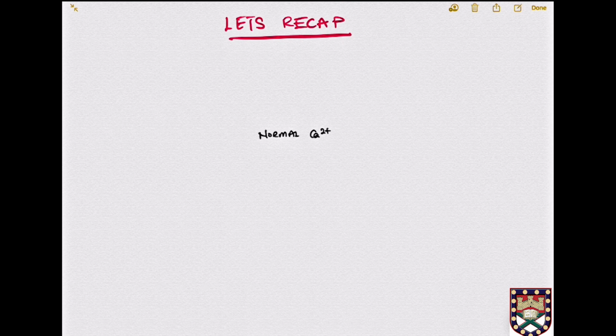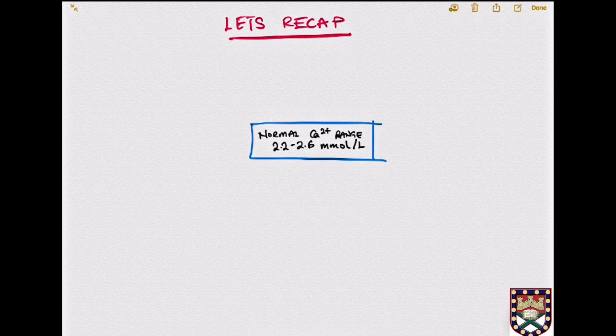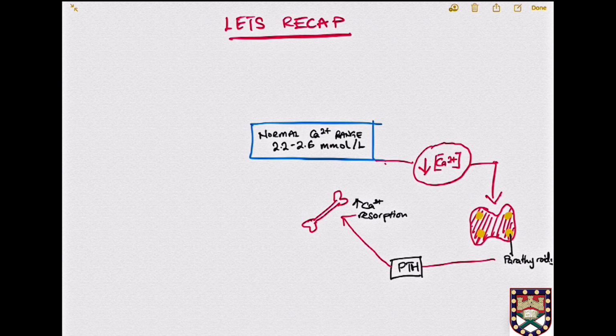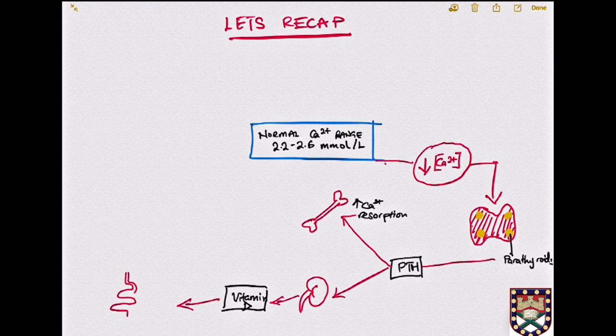Alright, let's recap. The normal physiological range of plasma calcium concentration is 2.2 to 2.6 millimole per liter. During hypocalcemia, the parathyroid gland secretes parathyroid hormone. The parathyroid hormone causes quick uptake of calcium from bone fluid into the blood or into plasma, and bone resorption. The parathyroid hormone also causes the excretion of phosphate ions through urine and retention of calcium ions in blood. In the kidney, the parathyroid hormone stimulates the production of 1-alpha hydroxylase, which in turn converts calcidiol to calcitriol. Calcitriol stimulates calcium uptake from the GI tract into plasma.